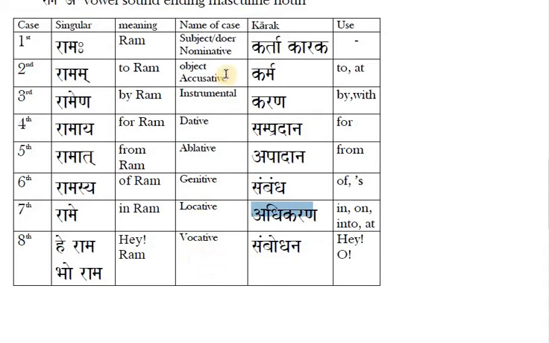Now students, these cases you see in the English language: nominative, instrumental, dative, ablative, genitive, locative, vocative, representing the different meanings, right? They have Sanskrit names also: Karta karaka, karma karaka, karana karaka, sampradana karaka, apadana karaka. Sambandha is not a karaka, and it is possessive, showing possessiveness. And adhikarana is a karaka, and sambodhana is another case, showing only the vocative case.